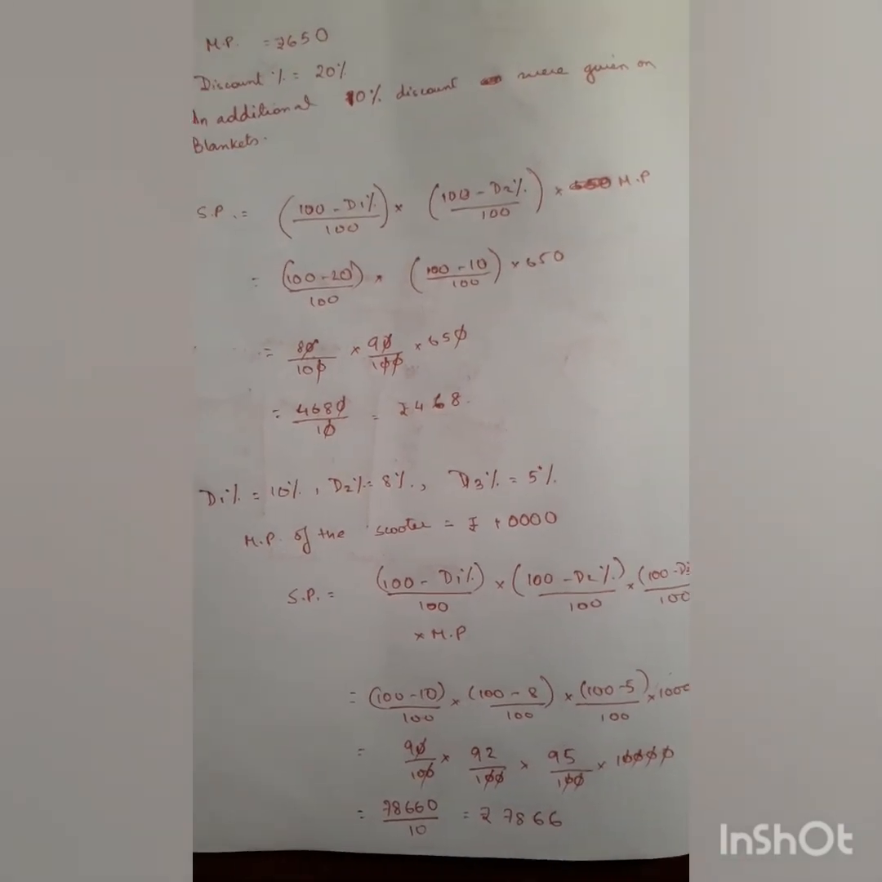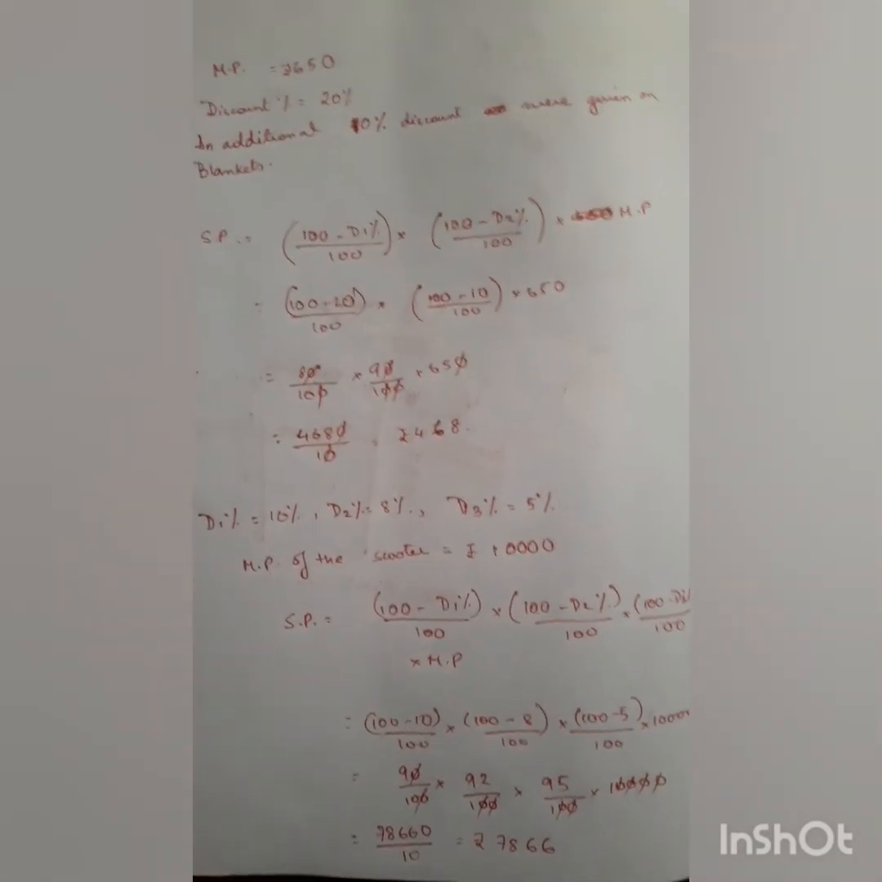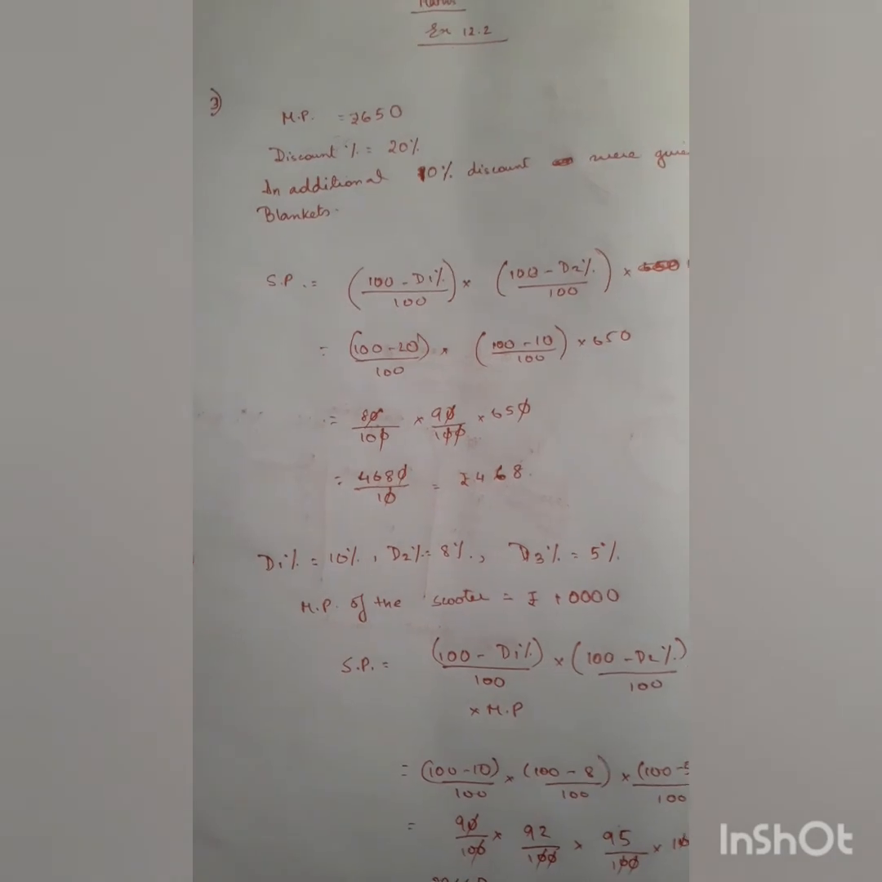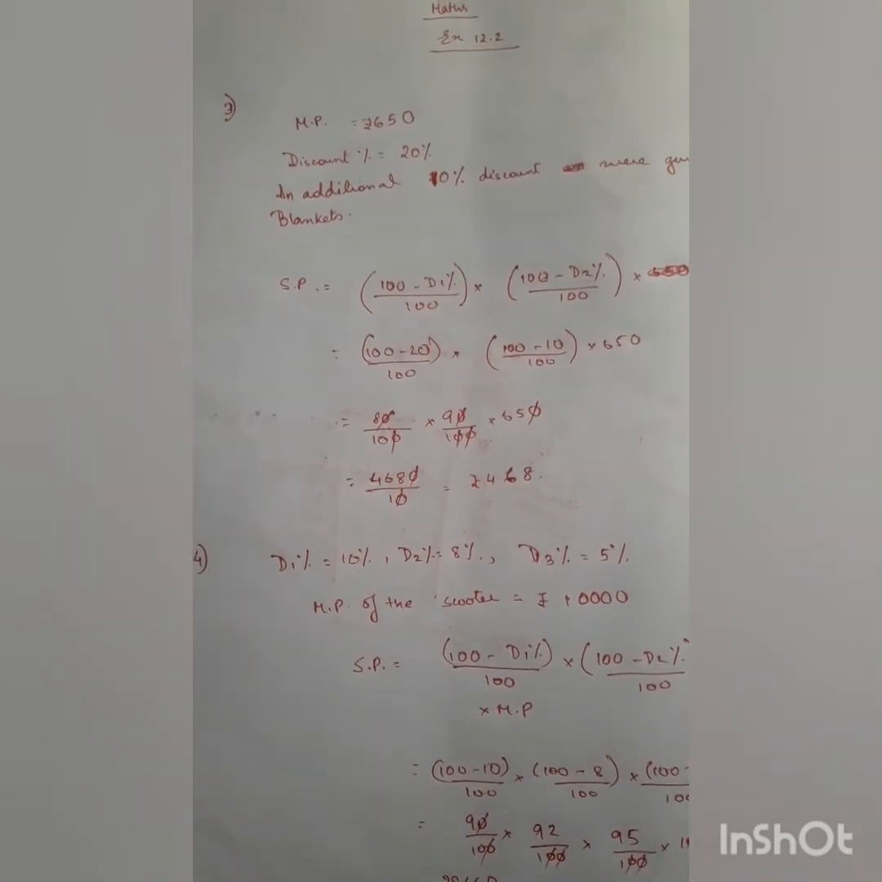So this is the formula, children, that you will have to use for finding out successive discounts. I hope you have understood. I will just give 2 more homeworks from the same exercise, and thus we will complete the exercise. And in our next class, we will move on to a new chapter.